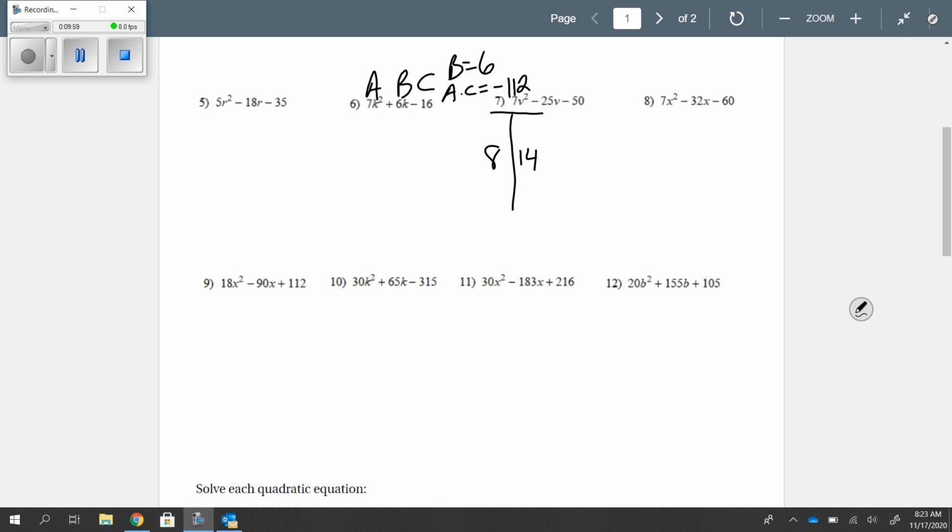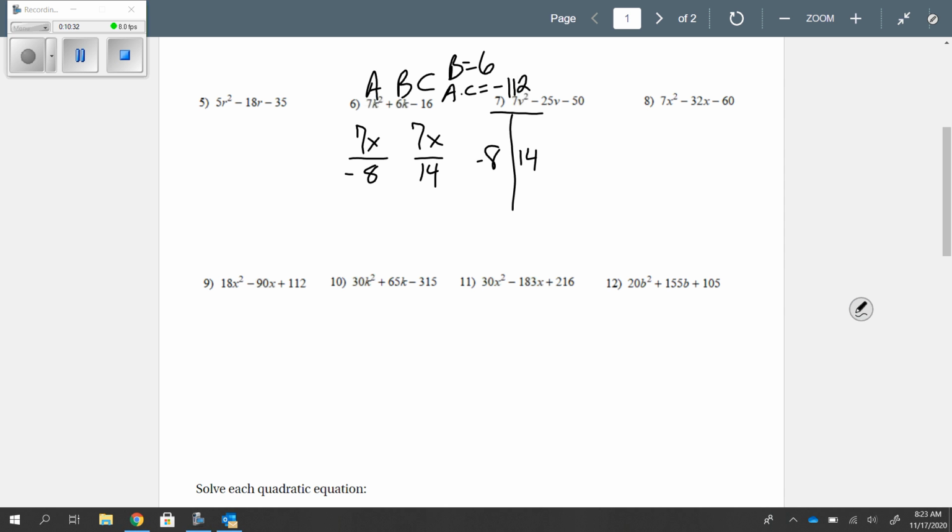And then we see B is a positive 6. A times C is a negative 112, so we know we're going to make one of them negative. We see B is positive, so the bigger number will stay positive, so we make the 8 negative. Negative 8 times 14 is negative 112, and negative 8 plus 14 is a positive 6. There's our winning factors. So we have 7x or k, again, it doesn't matter. Just don't forget this part, 7x, A of x, over our winning factors, which is negative 8 and 14.